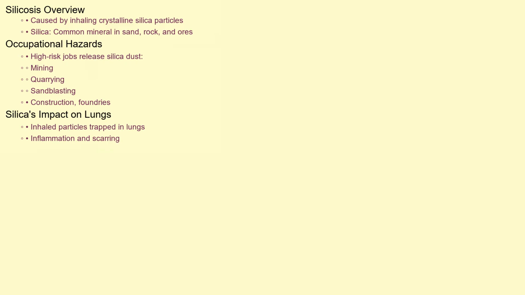Silicosis is caused by breathing in tiny particles of crystalline silica. Silica is a common mineral found in materials like sand, rock, and mineral ores such as quartz. Certain jobs, such as mining, quarrying, sandblasting, construction, and work in foundries, involve disturbing these materials, releasing silica dust into the air. When inhaled, these particles can become trapped in the lungs, leading to inflammation and scarring.